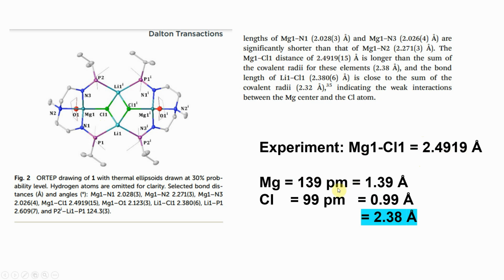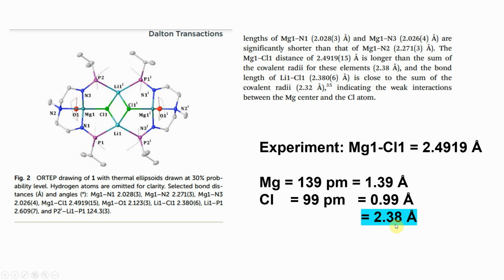We have to compare it with the single bond covalent radii value, which I took from the periodic table. The Mg single bond covalent radius is 139 pm. For the chlorine atom, we get 99. If you divide these two values by 100, you will get 1.39 and 0.99 Angstroms. If you add these two values, you will get 2.38.